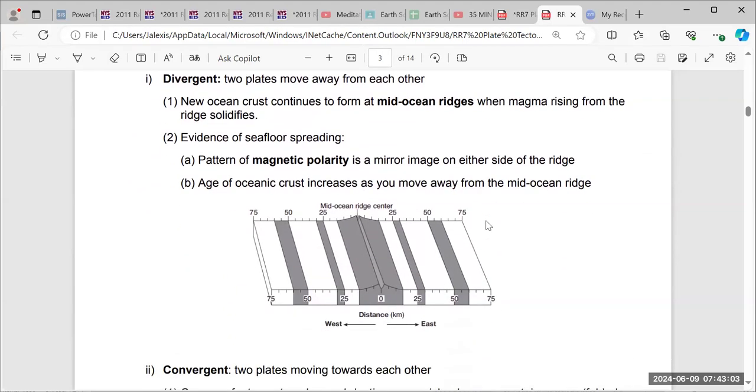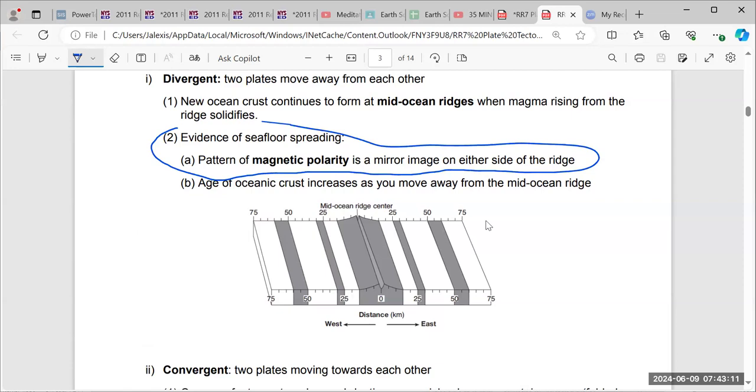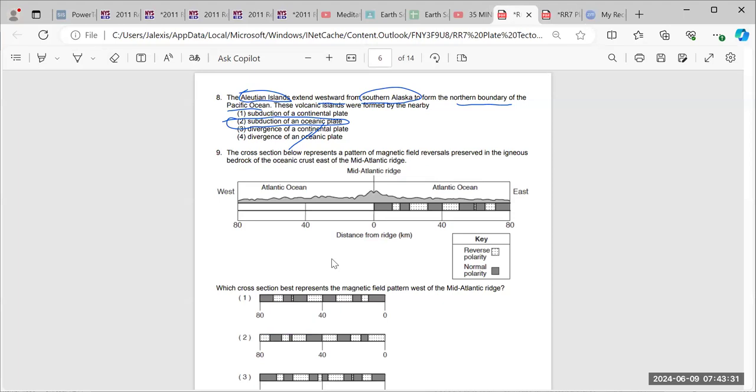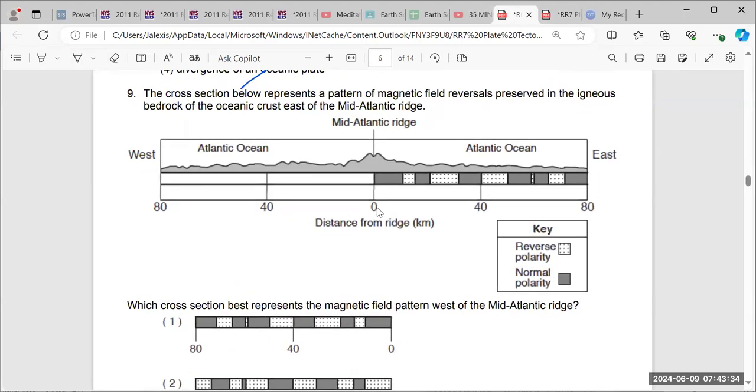All right. It says right here, the evidence of seafloor spreading is a pattern of magnetic polarity that is a mirror image on either side of the ridge. And you look at this as an example. The ridge is in the center, and you'll notice it's completely symmetrical from the center heading either to the left or to the right. It's a mirror image. So now that I know that, from the 0 point to the right, I should see the same image from the 0 point to the left.